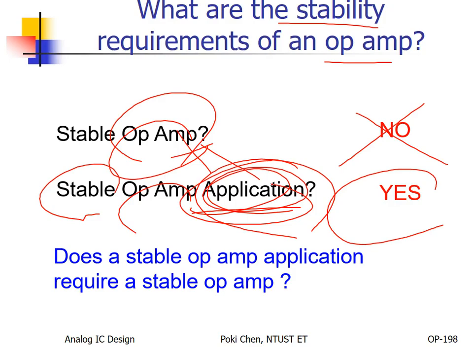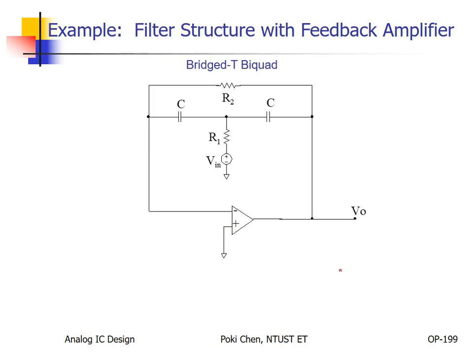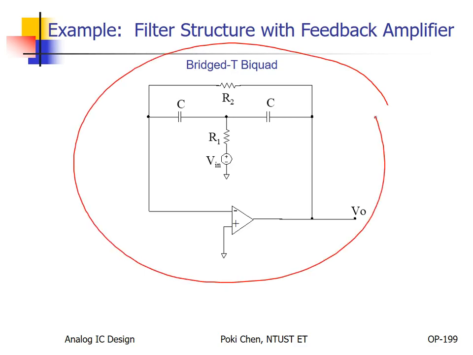So this is the major question. Does a stable application require a stable op-amp? Hopefully, the answer is no. So allow me to show you a very old filter circuit. That is a bridge T biquad. If you are curious, just Google online. You will see what that is. In the past, 30 or 40 years ago, it was used for telecommunication.